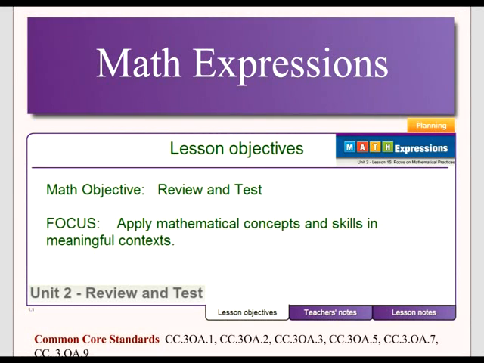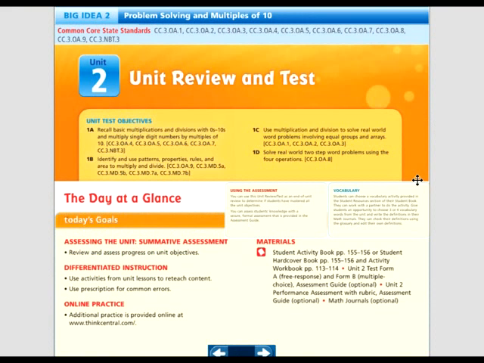Welcome, this is Mr. Fisher Flips 3rd grade math, and today's lesson is going to be about the review and test for Unit 2. That means we are at the end of this unit, and we've learned everything that we were supposed to. We're going to be using this assessment to help us figure out where we're at in our growth in mathematics.